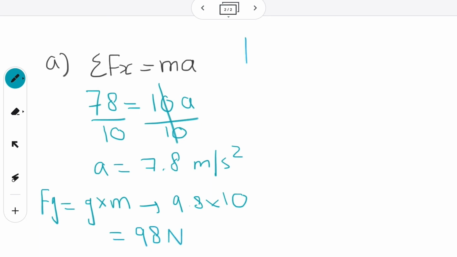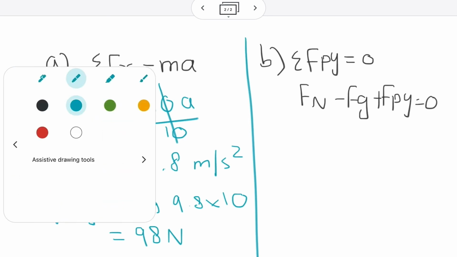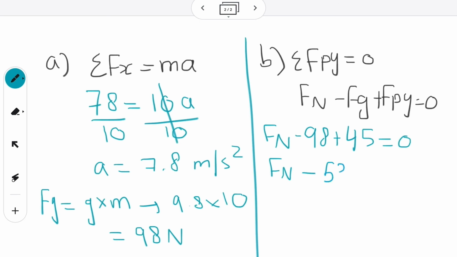Now let's solve for B, which needs the normal force. First, we know that the net force on the y-axis is equal to 0. So it's going to be Fn minus the gravitational force plus the pulling force on the y-axis, which is equal to 0. It's going to be Fn minus 98 plus 45 equals 0. And now Fn minus 53 equals 0. Now take negative 53 to the other side, so Fn is going to be equal to 53 Newton.